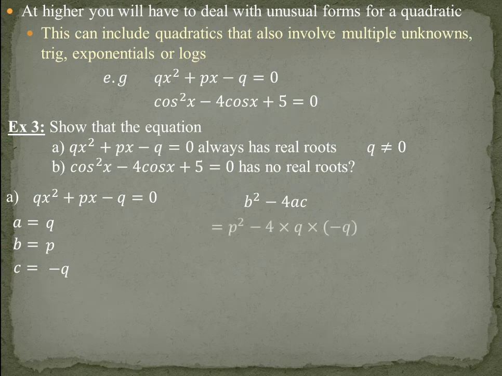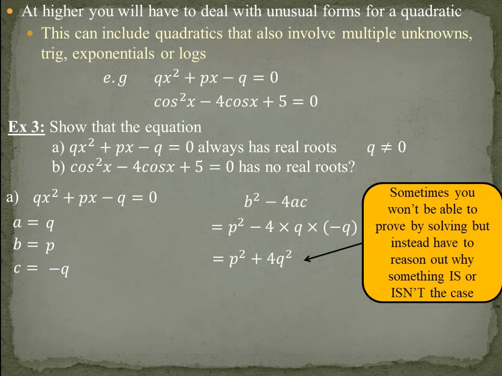As it turns out, when we sub in p squared minus 4 times q times minus q, we end up with an expression that's got p and q. We're not going to be able to solve that. However, there are certain scenarios within maths where you're not able to solve or to prove by solving, but you instead have to reason out why something is definitely the case or why something isn't definitely the case. And we've been shown always has real roots, so we need to reason this out.